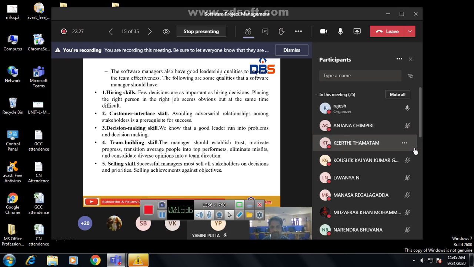So that is the successful manager must sell all stakeholders on decisions and priorities, selling achievements against the objectives. So that is, these are the 5 good leadership qualities for the software managers. The first one is the hiring skills, second one is customer interface skill, third one decision making skill, fourth one team building skill, and fifth one is the selling skills.